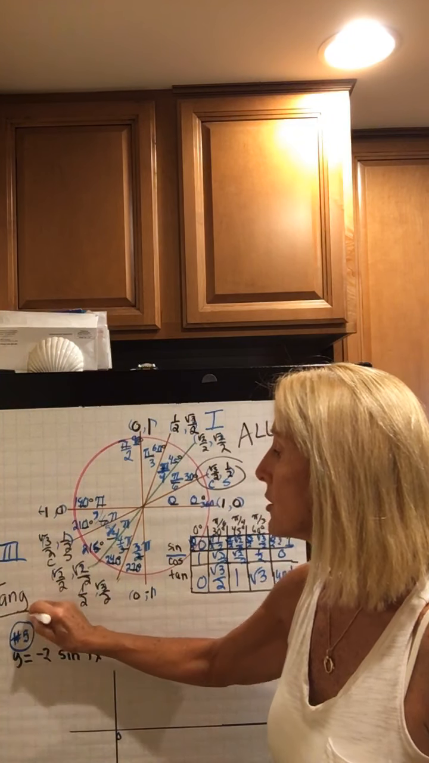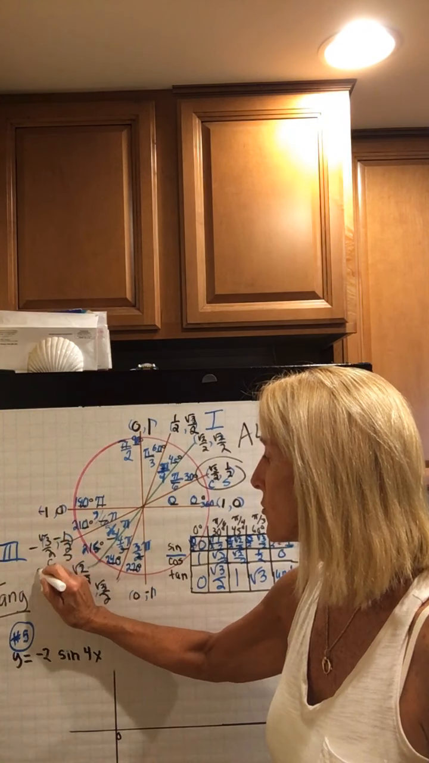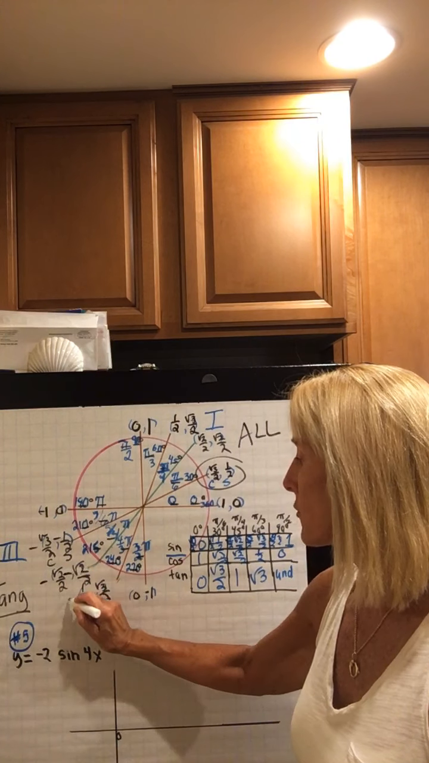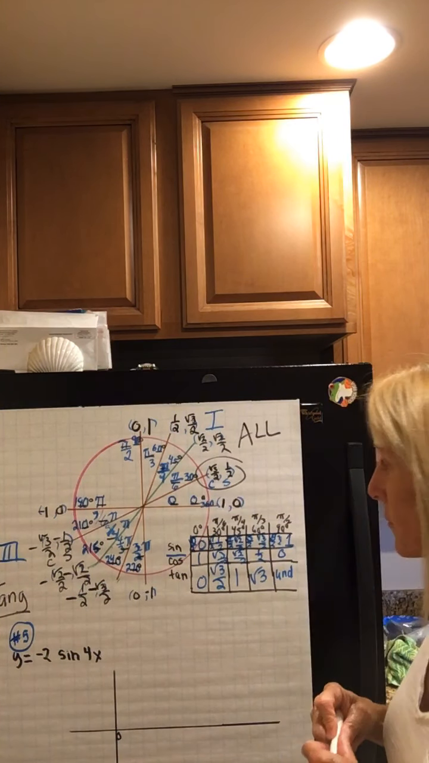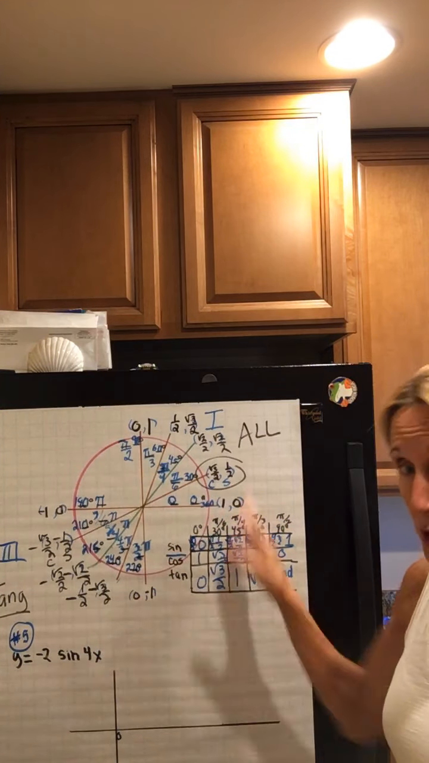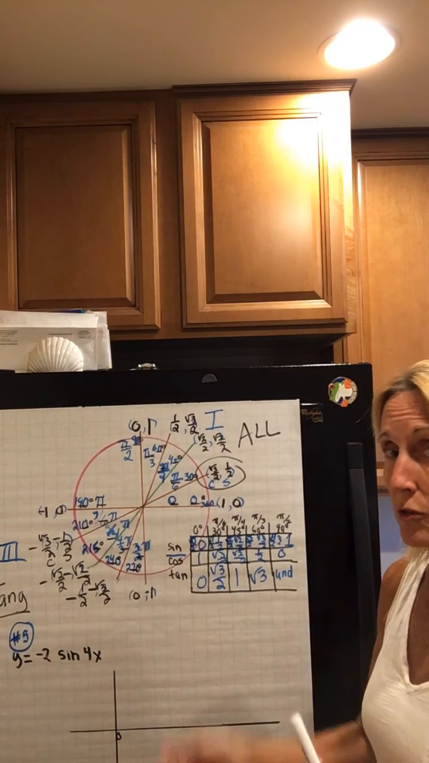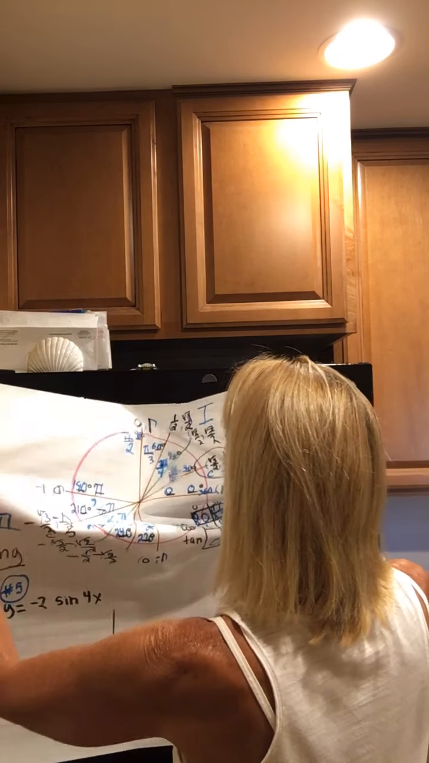Only tangent is positive in quadrant 3. So I know both my ordered pairs here are negative. And that's it, you're done with the unit circle. And then you guys are going to fill out all of the unit circle, including 2 and 3. So let me go down here real quick.